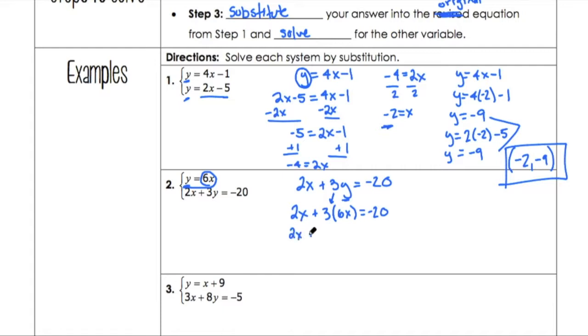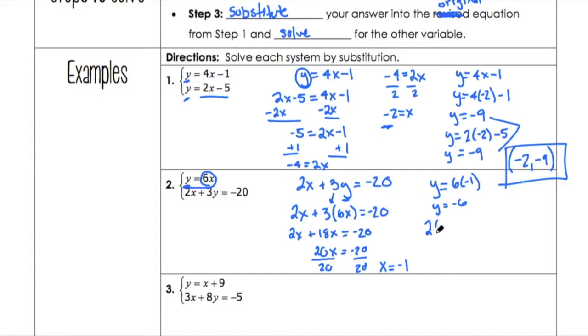So 2x plus 18x is equal to negative 20. So that's 20x is equal to negative 20, and we can divide by 20 on both sides to get that x is equal to negative 1. If we go ahead and plug this in, in our first equation, y equals 6 times negative 1, well, that's negative 6.